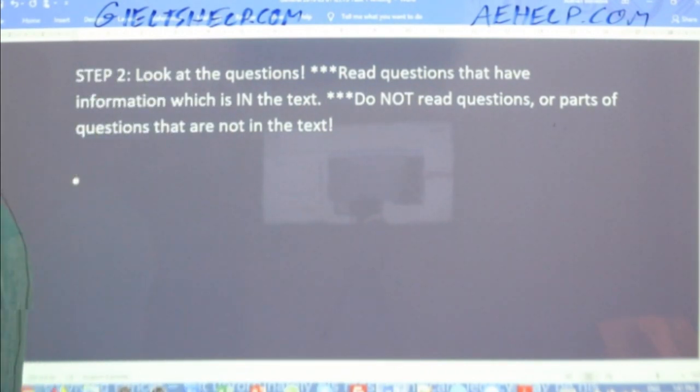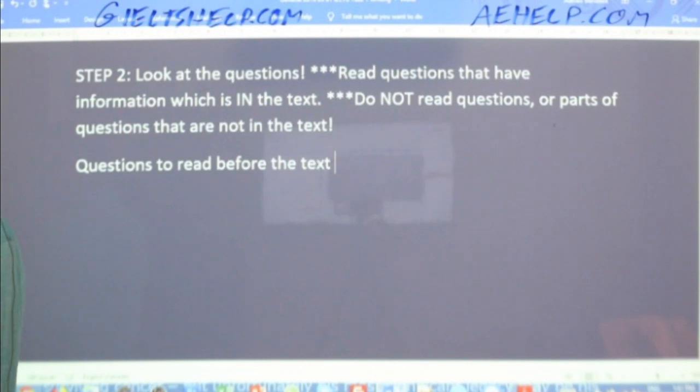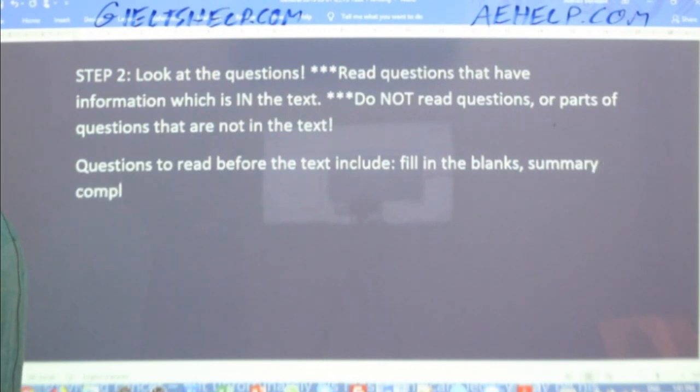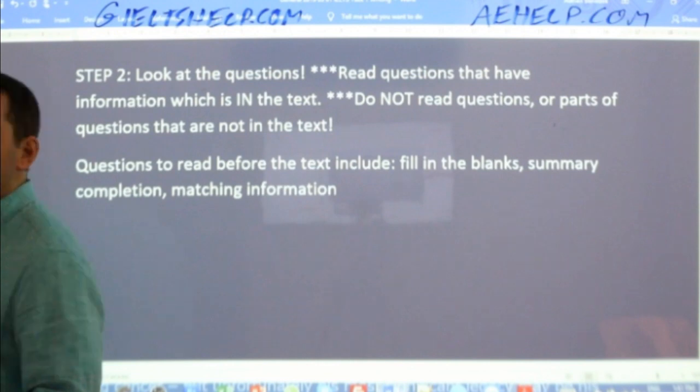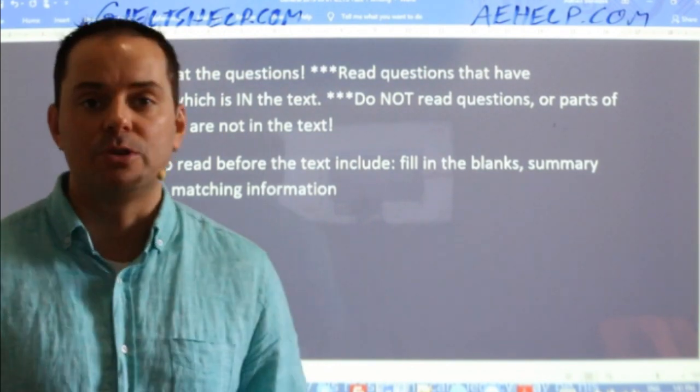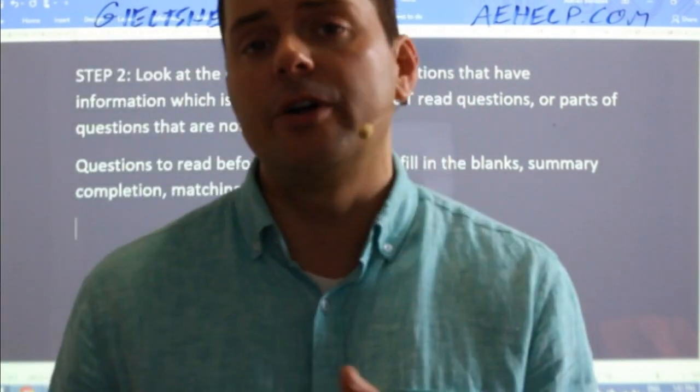You can think about it this way. So questions to read before the text include questions like fill in the blanks, summary completion, matching information. Okay, so those are some. It's not all. I'm just giving you some of the examples. What are questions that you should not read before?